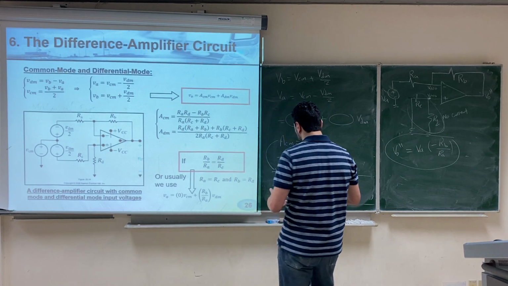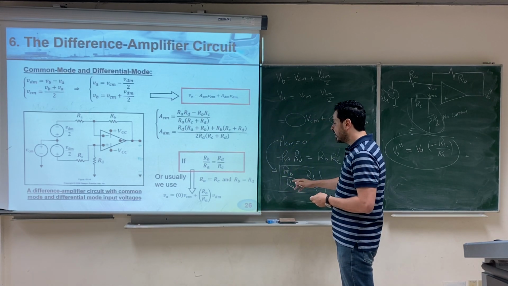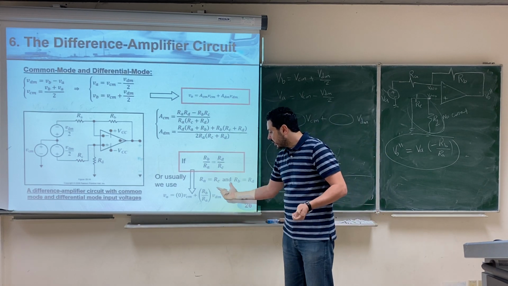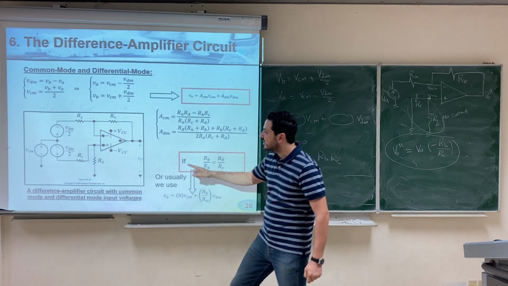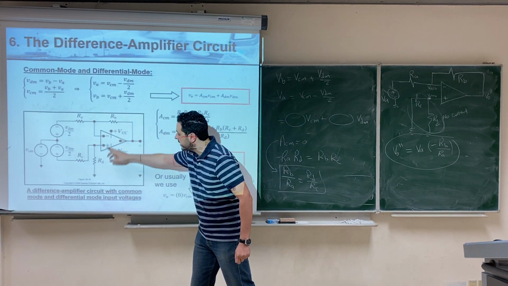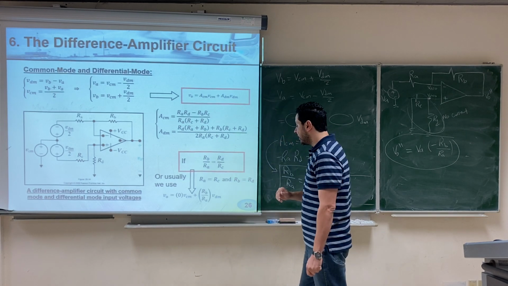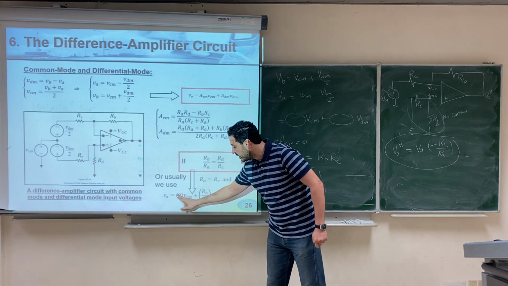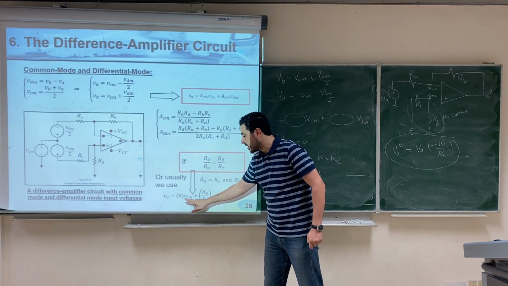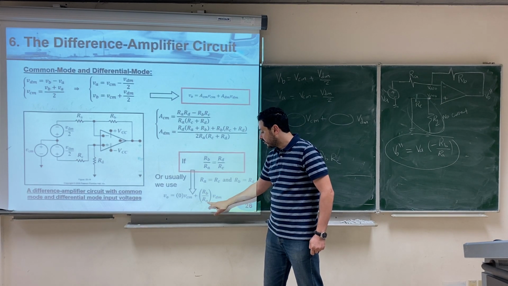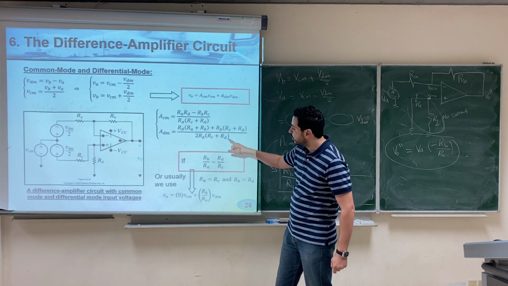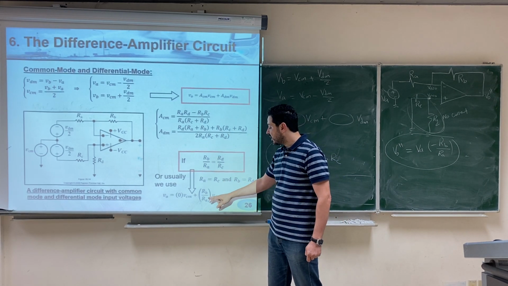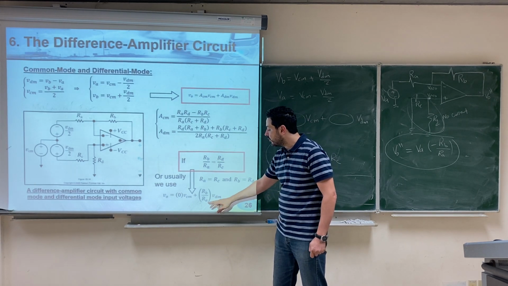Sometimes one option to choose these resistors is to choose RB equal to RD and RA equal to RC. So usually they use RA equals RC, this resistor is equal to this resistor, and RB is equal to RD. This will satisfy the relation, and in this case, the output will be equal to the common mode gain, which is 0 now, multiplied by the common mode voltage, plus RB over RA. In this case, if you substitute this relation here, you will find that the differential mode gain will be RB over RA.